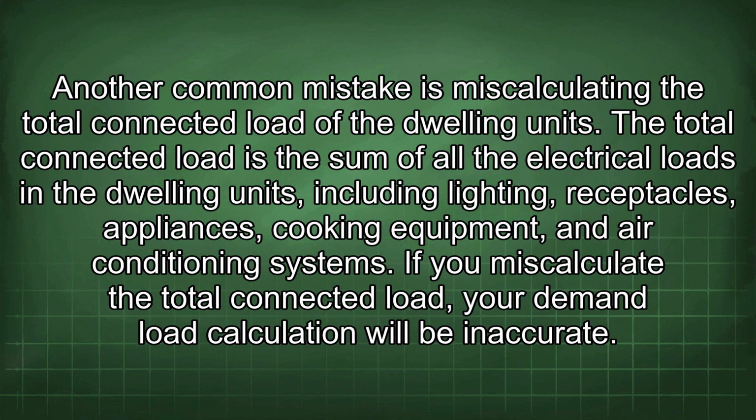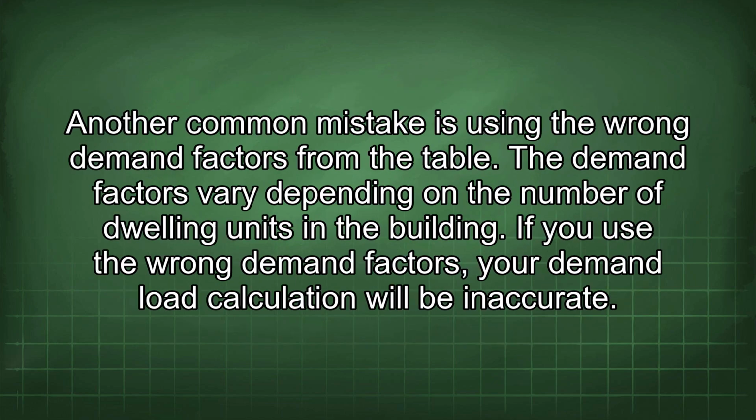Another common mistake is miscalculating the total connected load of the dwelling units. The total connected load is the sum of all the electrical loads in the dwelling units, including lighting, receptacles, appliances, cooking equipment, and air conditioning systems. If you miscalculate the total connected load, your demand load calculation will be inaccurate. Another common mistake is using the wrong demand factors from the table. The demand factors vary depending on the number of dwelling units in the building. If you use the wrong demand factors, your demand load calculation will be inaccurate.